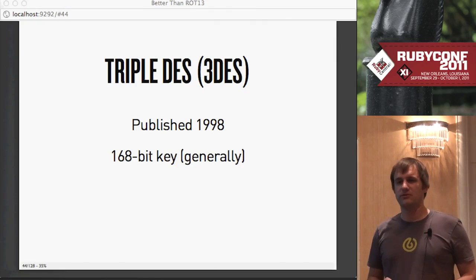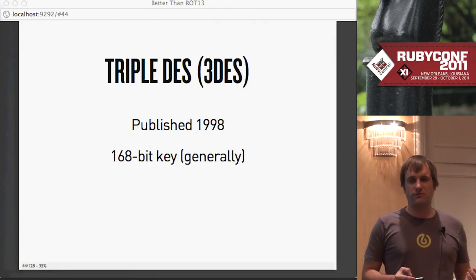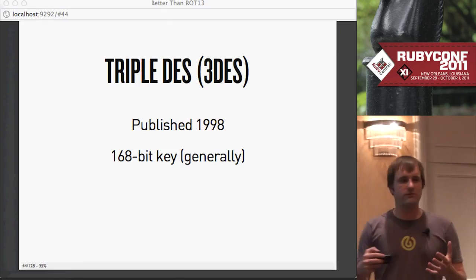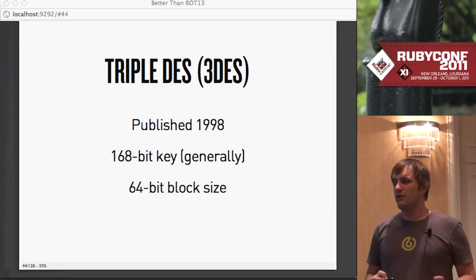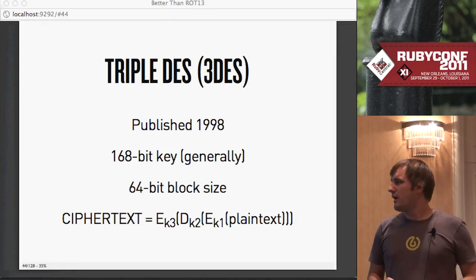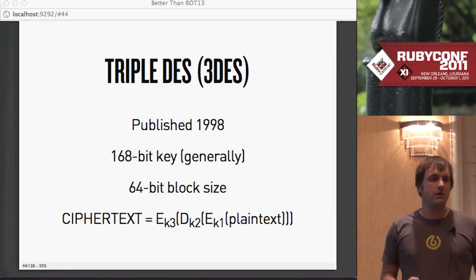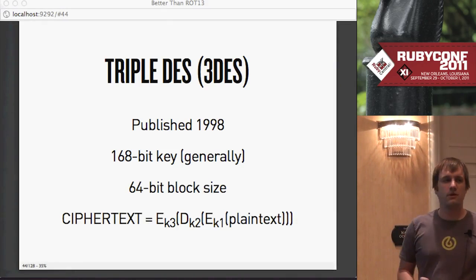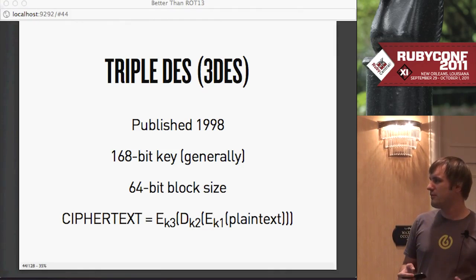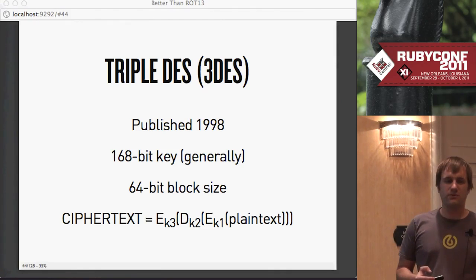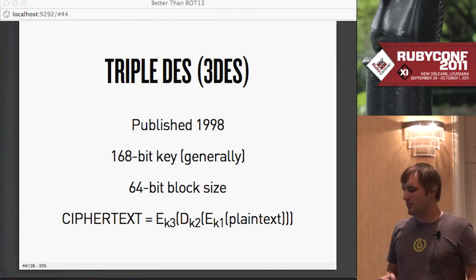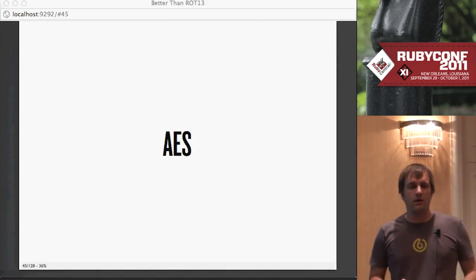Generally it uses a 168-bit key, which is actually just three 56-bit keys next to each other. It also uses a 64-bit block size, and the encryption algorithm is really simple. Use DES just 3 times. Encrypt the plain text with the first third of the key, then decrypt with the second third, and then encrypt again with the third third. Simple as that.